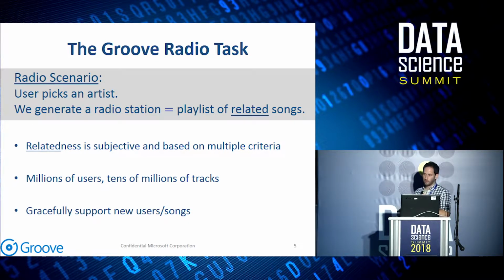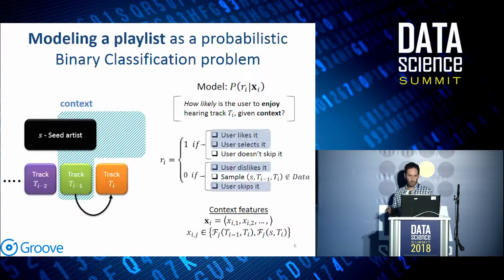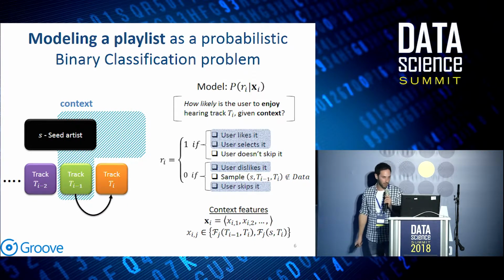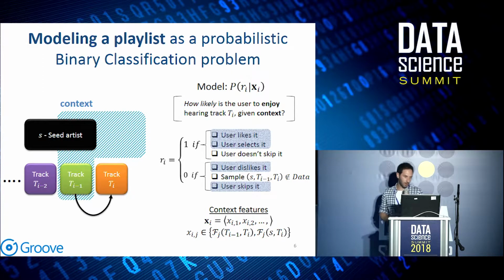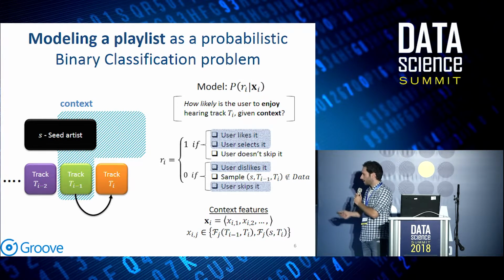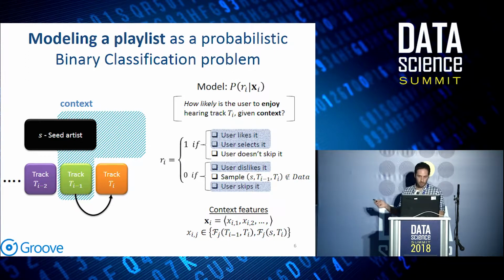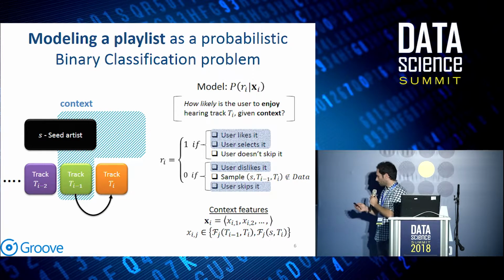So let's look at how we model such a problem. We decided to model this task as a binary classification problem, where at each stage we select the next track for the playlist by a binary decision rule on how likely the user is to enjoy hearing the track T_i, given some context.